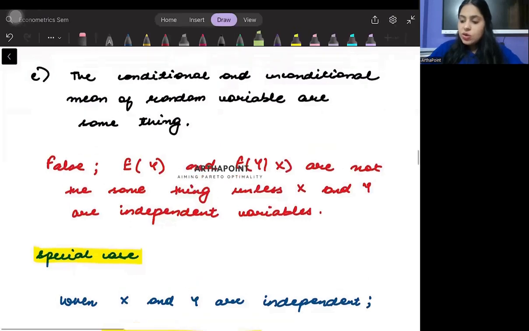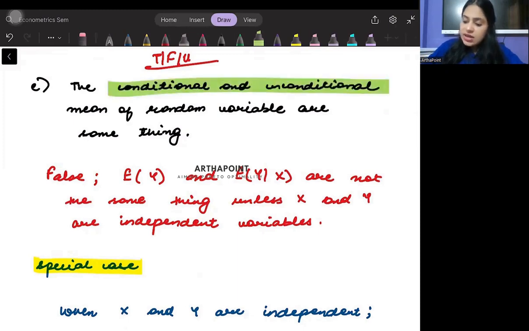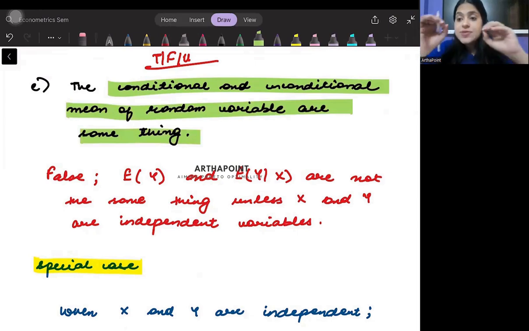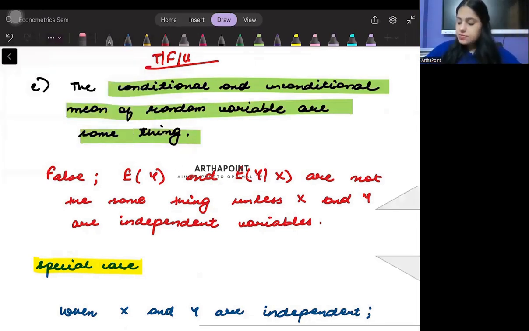Okay, beta, again, look into this. This is again a true, false, uncertain statement. It says the conditional and unconditional mean of a random variable are the same thing. Absolutely incorrect. Let me give you an example first.